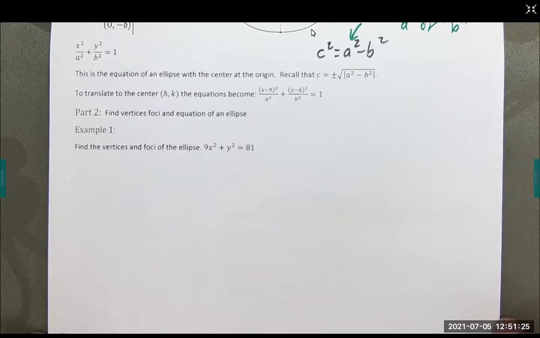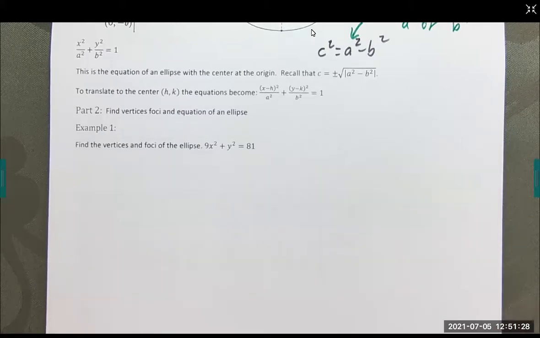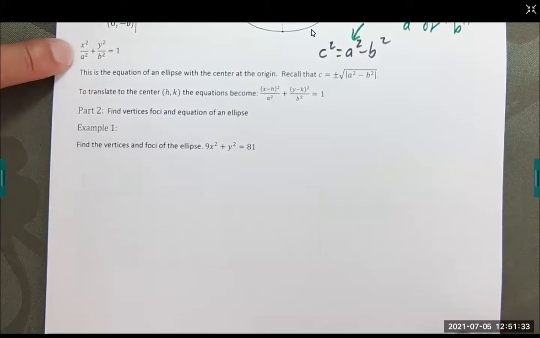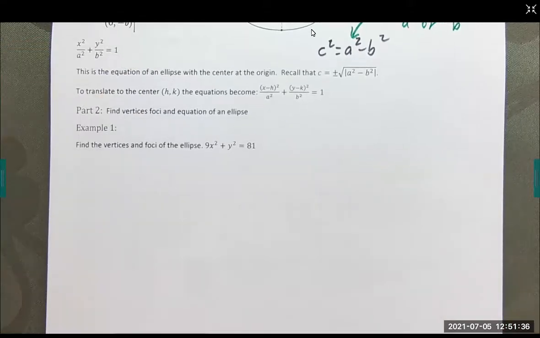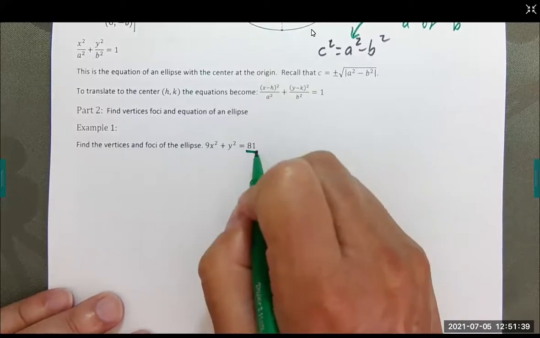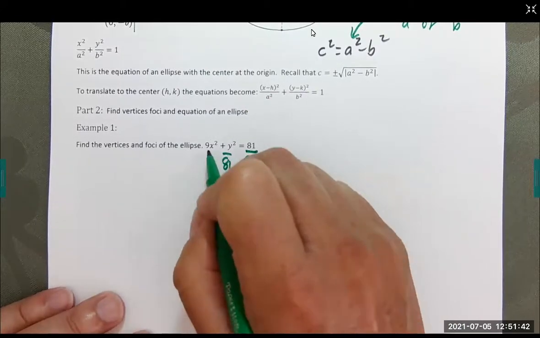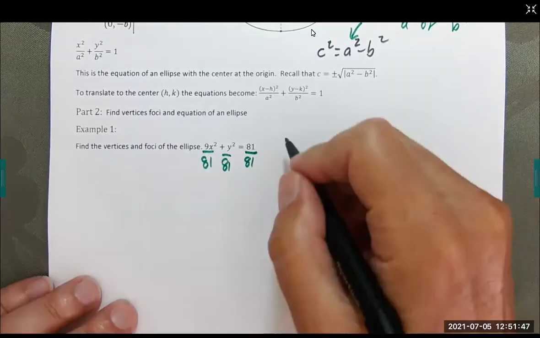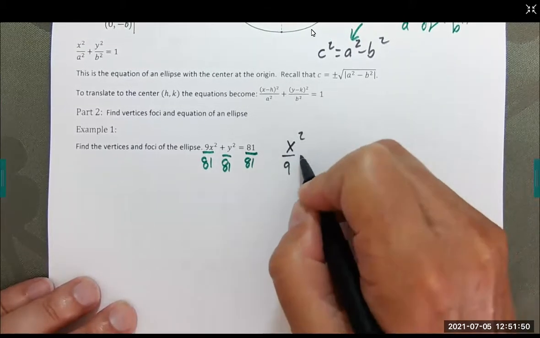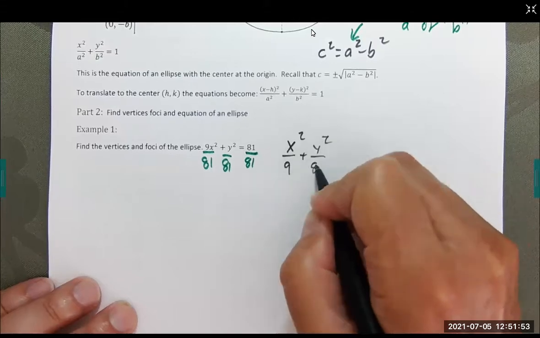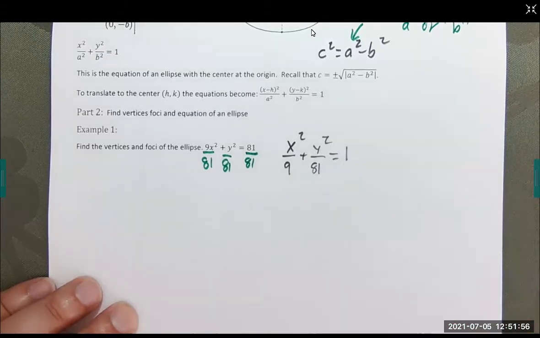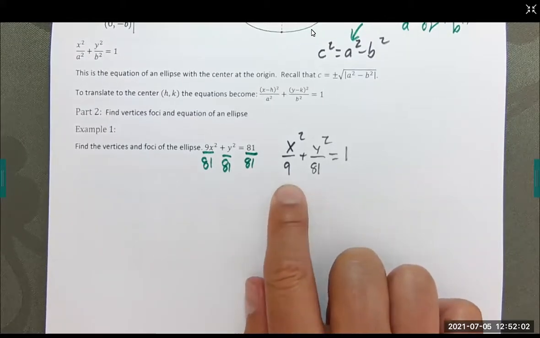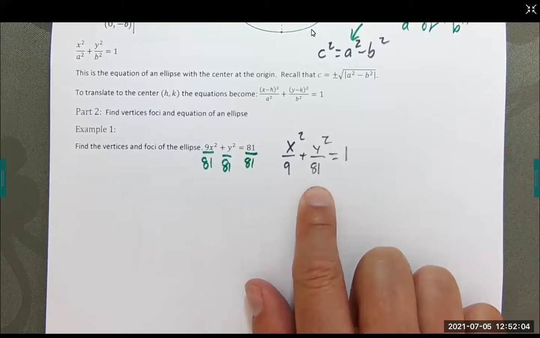So for example one, we're going to find the vertices and the foci of an ellipse. And what I need to do is put it into this form here, meaning equals 1. So I'm going to go ahead and do that by dividing everything by 81. That changes the equation to x squared over 9 plus y squared over 81 equals 1. Now we can see a in this case is 3 because 9 is 3 squared. b in this case is 9 because 81 is 9 squared.